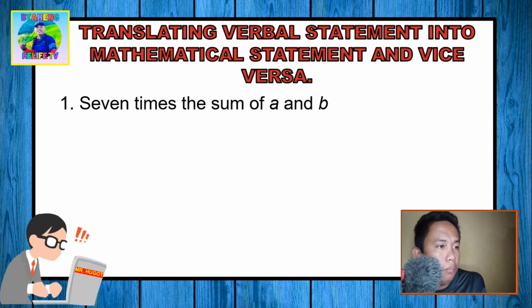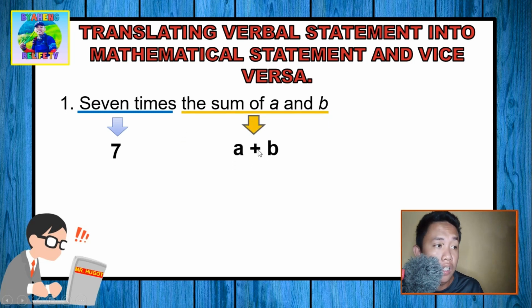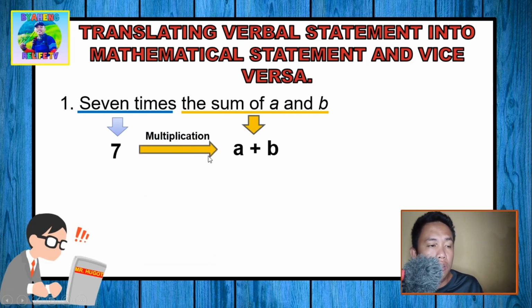7 times the sum of A and B. Hindi mo makukuha yung 7 times kung wala naman yung sum. Translate muna natin to. So we're going to translate first. Yung 7 times, that will be 7. The sum of A and B, that will be A plus B. Since we're dealing with the word times, and sum is addition, we're going to use the process of multiplication. Ang tanong, paano ko isusulat yan, sir? Eh di magiging 7A plus B.